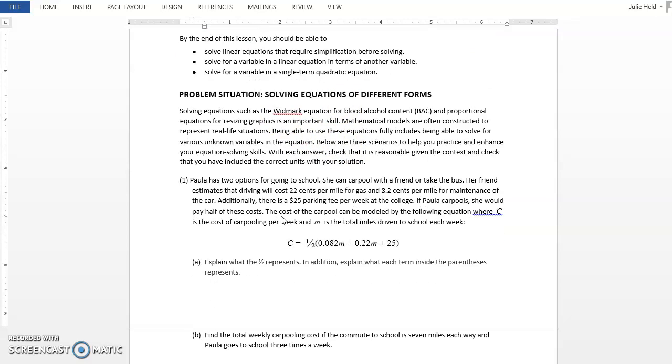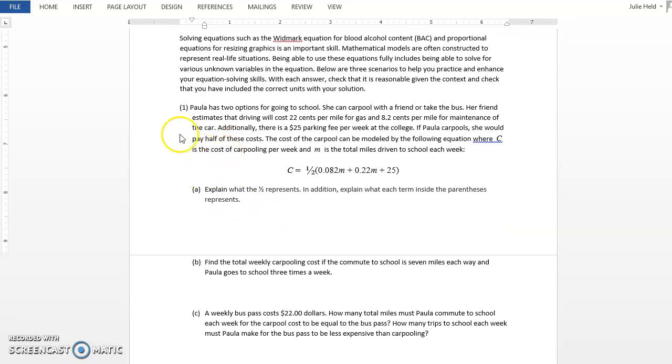So I'm going to jump down to number 1. Paula has 2 options for going to school. She can carpool with a friend or take the bus. Her friend estimates that driving will cost 22 cents a mile for gas. I like to make notes as I go, so I'm going to do that. I'll just do it over here. 22 cents per mile is gas.